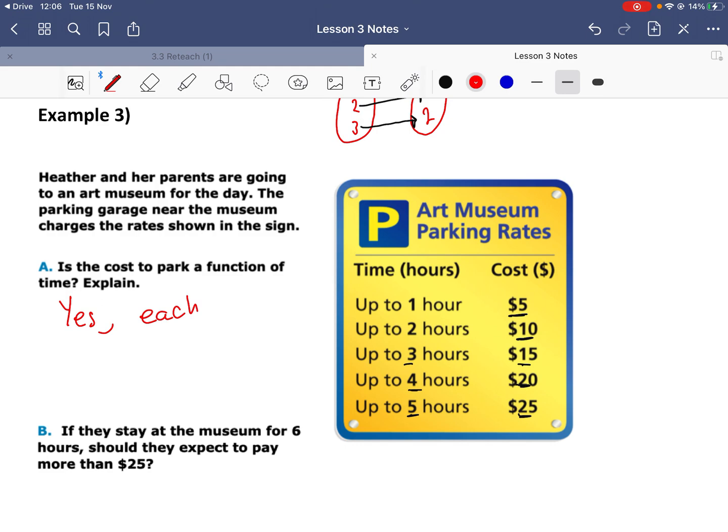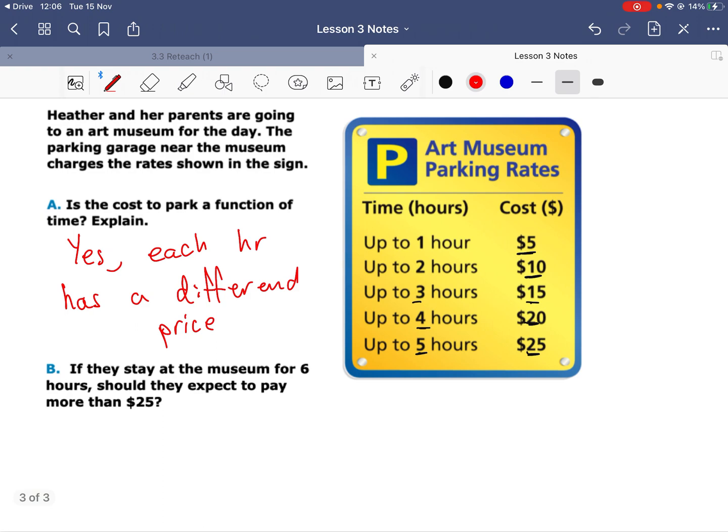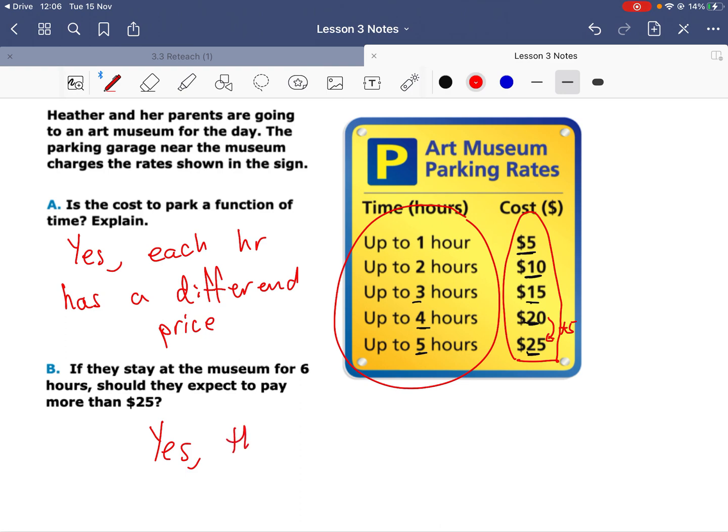It's because each hour has a different price. Okay, so we can see that it is a function. If they stay at the museum for 6 hours, should they expect to pay more than $25? Now, according to this information, we should expect that they have to pay more because we can see this is going up by 5. Now, it doesn't ask us how much it's going up by. Should we expect them to pay more? Yes, they should expect to pay more.